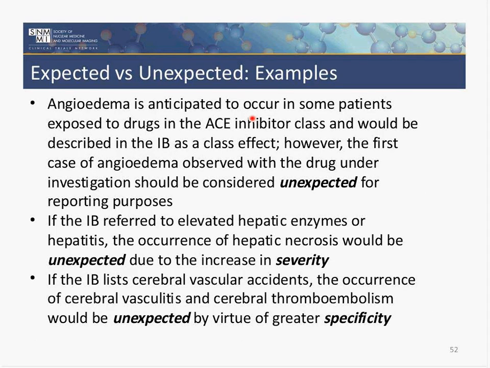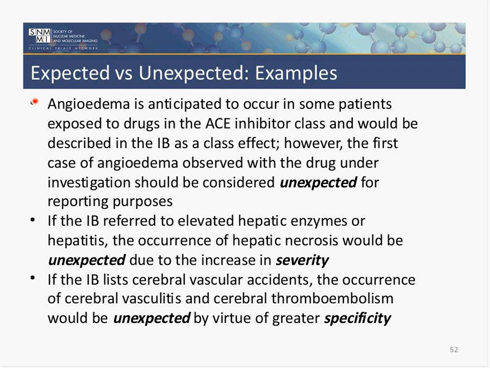Here are some examples. Edema, for example, is anticipated to occur in some patients who get ACE inhibitors, and could be described in the investigator brochure as a class effect, meaning all ACE inhibitors have this, therefore we think this new ACE inhibitor will fit. But the first case of angioedema observed with the drug under investigation is considered unexpected, because it's the first one, and therefore it's unexpected.